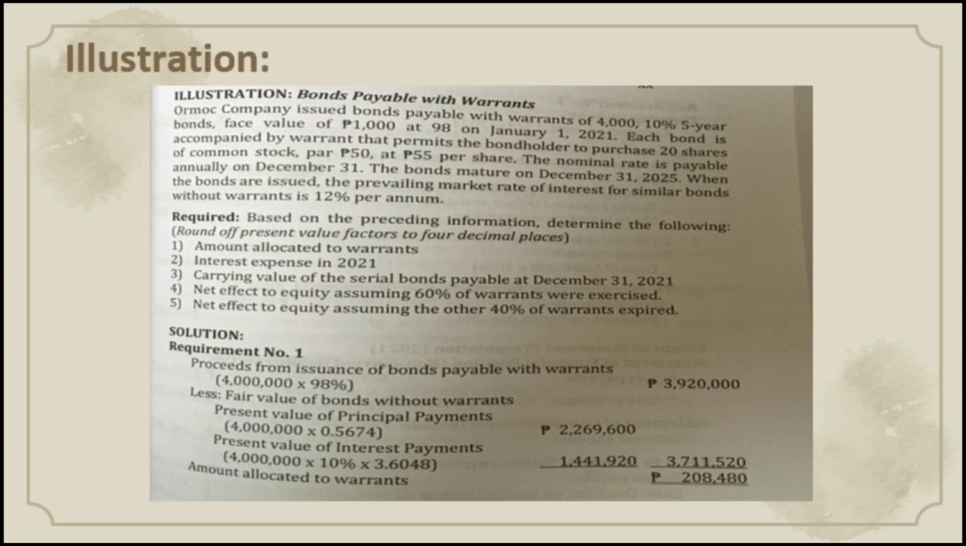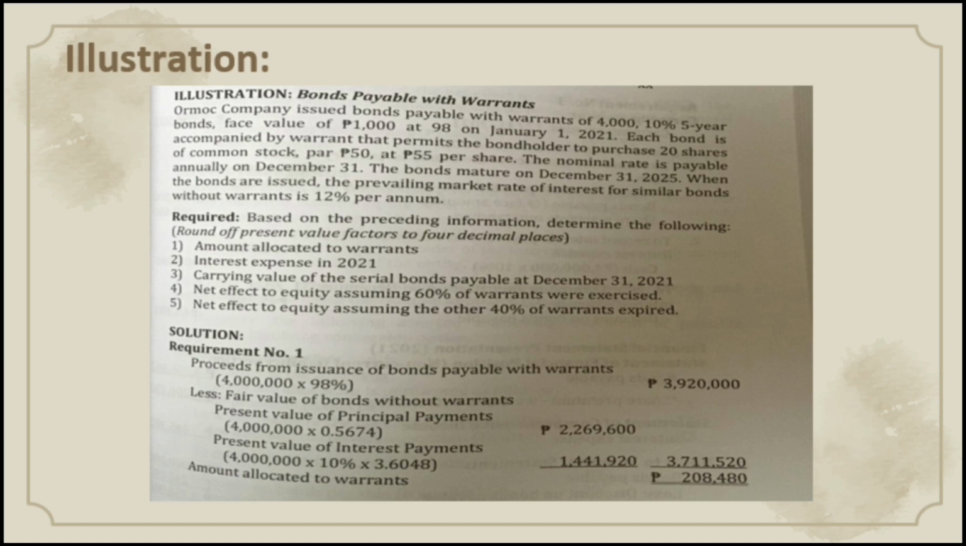So, 1 minus ang atong PV of 1 ganina nga nakuha is 0.5674. So mo-equal sa 0.4326 and then atong i-divide sa interest which is 12%. So mo-equal siya og 3.605 or 3.6048. And 4 million times 10% times 3.6048 is equal to 1,441,920. Mao ni ang present value of interest payments.